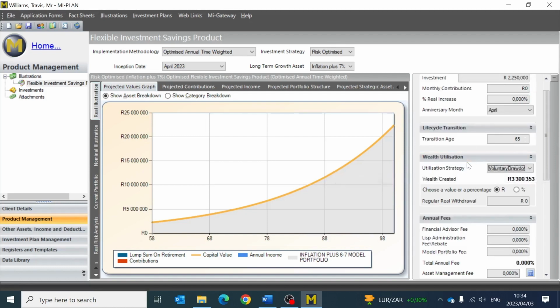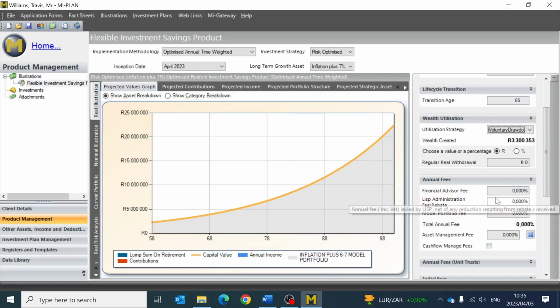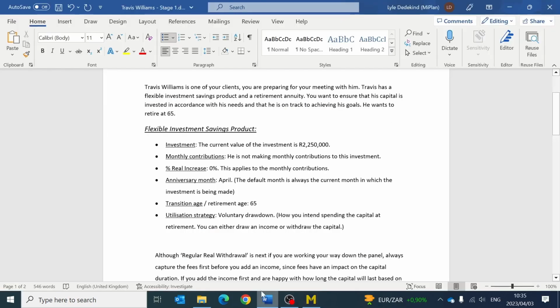Utilization strategy. This is about how you intend utilizing your wealth. Do you intend drawing an income, in which case it's a voluntary drawdown, or do you intend drawing everything out in cash at retirement? You can, of course, only do that with a discretionary investment. When you're dealing with the retirement annuity, that's going to be converted to a living annuity. And of course, with your living annuity, you can only draw a minimum of 2.5% and a maximum of 17.5%. All right, so we've done that.